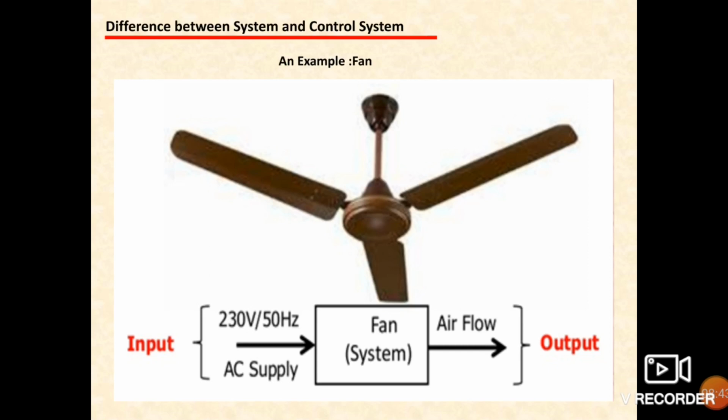We'll see whether it is a system or a control system. Okay. So in a fan, we are giving an input while turning on the switch of the fan, AC supply 230 volt 50 hertz is given and the output is airflow. Okay.